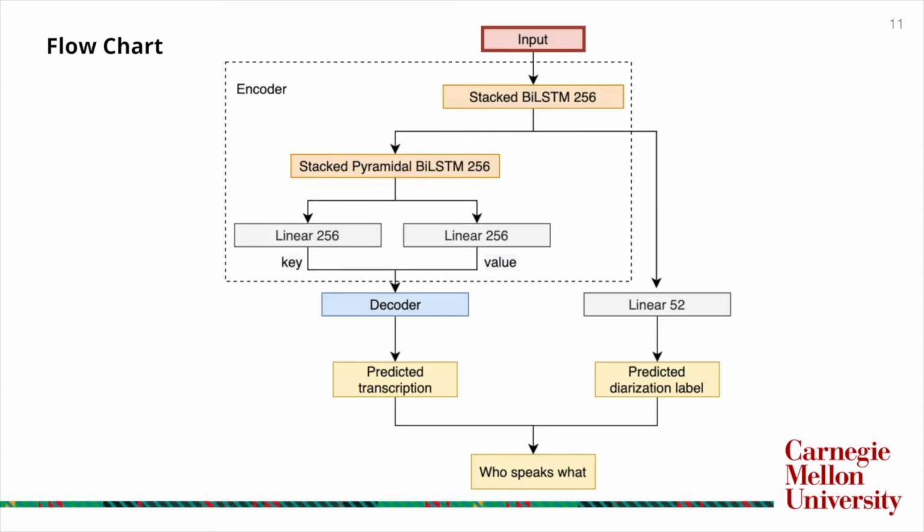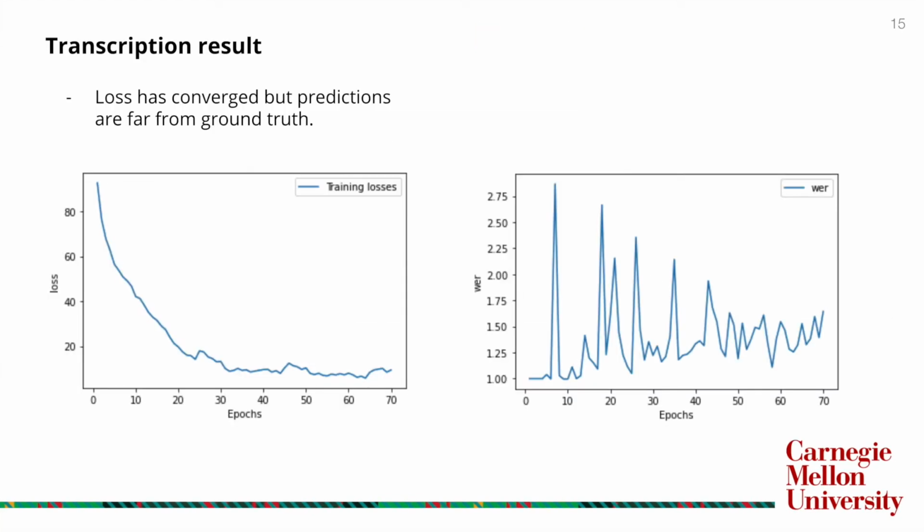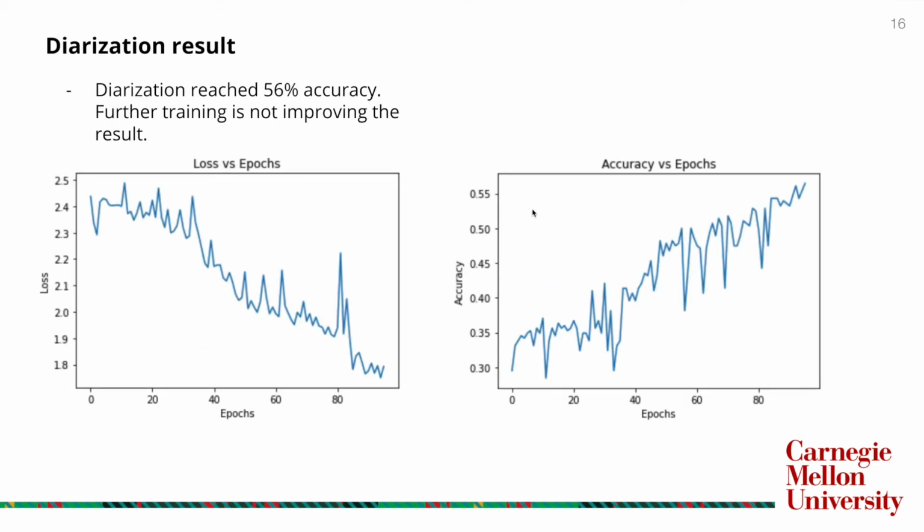Here is the flowchart of the complete model. The two modules share the stacked BLSTM layers. We trained the model for 70 epochs and the model loss has converged. The word error rate is consistently higher than 100%, indicating that the predictions are far from accurate. For the diarization model, we trained it for 90 epochs to achieve the best result, an accuracy of 56%.